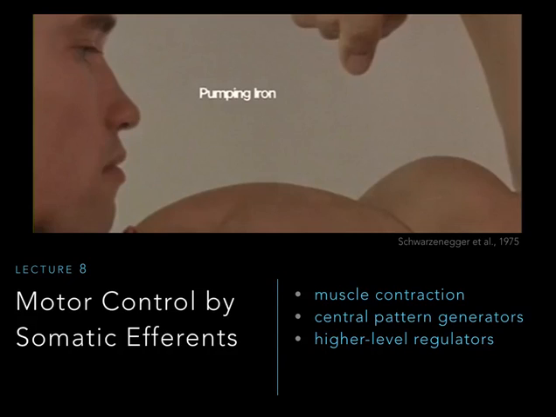Hello everyone and welcome to lecture 8. We're going to talk about how we move. We're going to talk about muscle contraction in the first part and how acetylcholine kicks that off. We'll talk about central pattern generators in the spinal cord, and then we'll talk about some higher level regulators of movement in the cortex and the cerebellum as well.